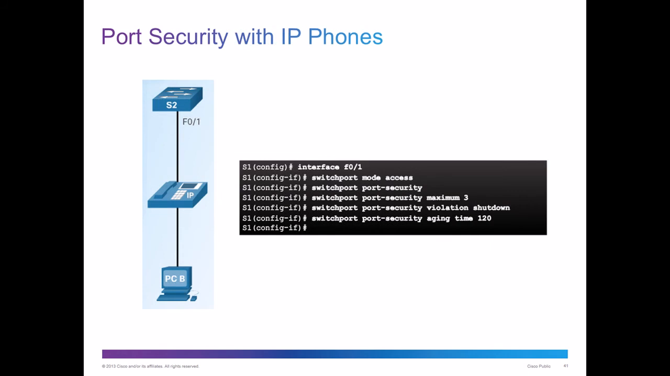All right. So here's a typical IP phone setup. If you have an IP phone connected to the port, these are the security commands that you need to do. You can set up 3 different devices on the port, a maximum of 3 different devices, violation shutdown, aging time 120 minutes in this case.